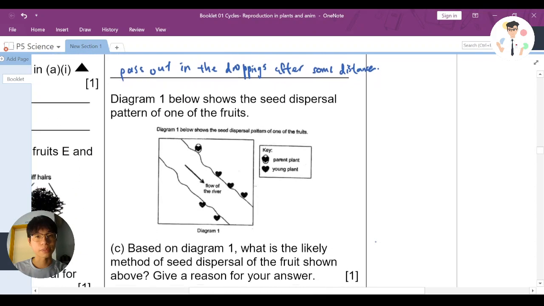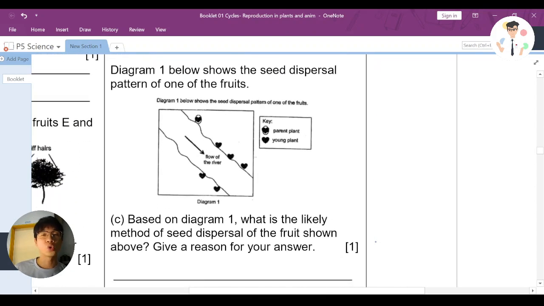Now let's look at the next part of the question. Diagram 1 below shows the seed dispersal pattern of one of the fruits above. As you can see, the parent plant is here, and we have different young plants here, 1 2 3 4 5. The young plants follow the flow of the river, and we know this is water dispersal. So what is the likely method of seed dispersal of the fruit shown above? It is by water.